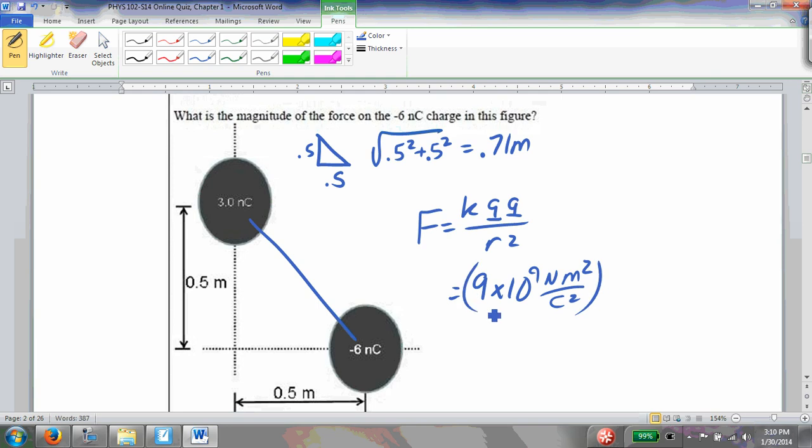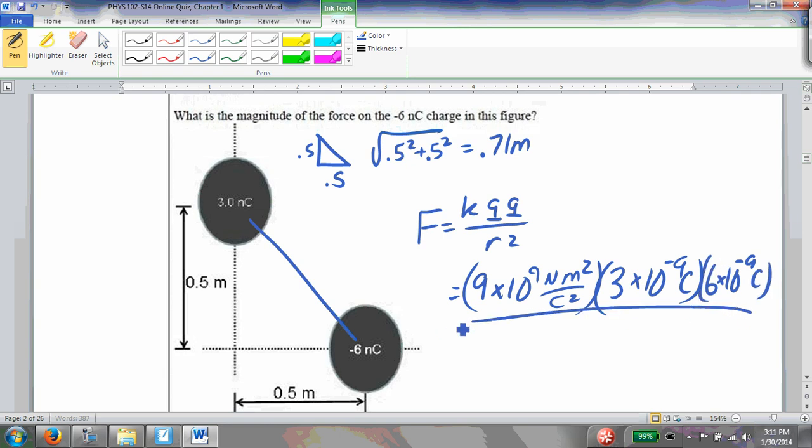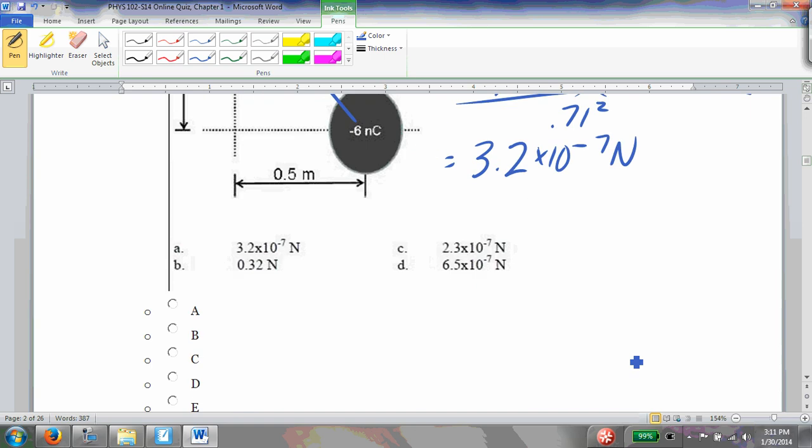q is 3 nanocoulombs and 6 nanocoulombs. Notice I'm converting those to coulombs, 10 to the minus 9, divided by that 0.71 squared. So that cancels with that. And I get 3.2 times 10 to the minus 7 newtons, so that answer is A.